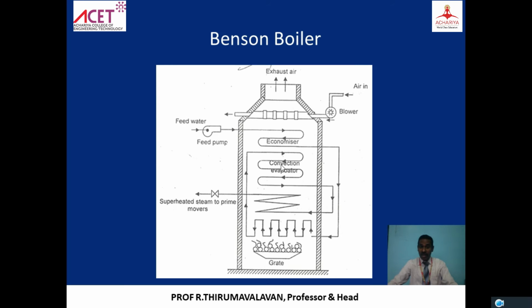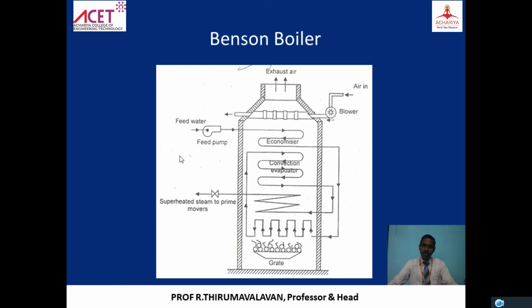One is the convection heater and the other is the radiation superheater. Both are used. Near the combustion chamber, the normal tubes will be there. There the water is converted into wet steam, not completely superheated steam. Some temperature is raised, but there may still be some dryness fraction. That steam goes to the superheater, and then from the superheater to the prime mover.